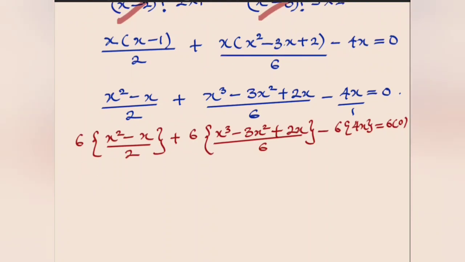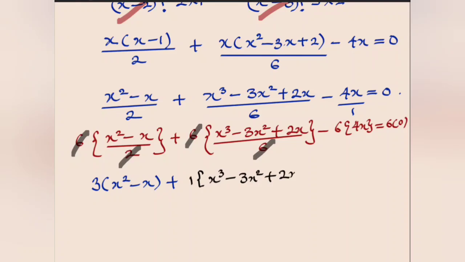So we can see what we have here. 2 can easily undo this. Then we have 3 to multiply the bracket. We have 3 multiplying x squared minus x plus, likewise this 6, we undo 6, so we are left with ordinary 1. Then 1 we multiply the bracket as well. We have x cubed minus 3x squared plus 2x minus, then 6 times 4x, we have 24x is equal to 0.